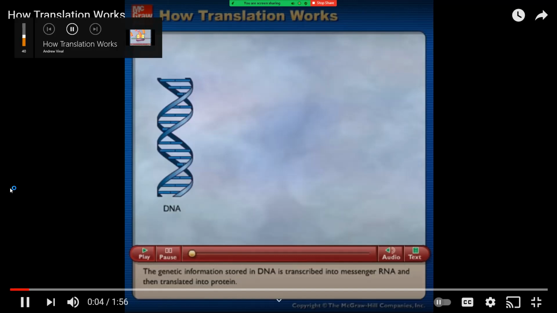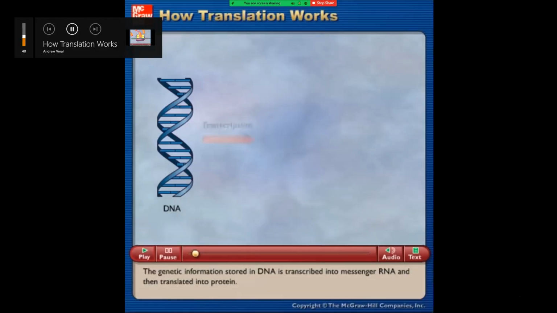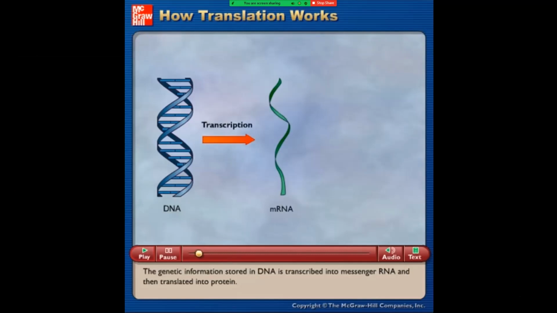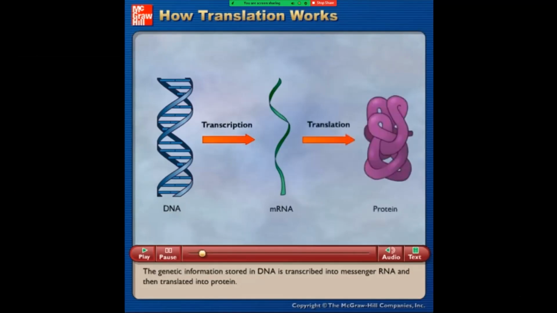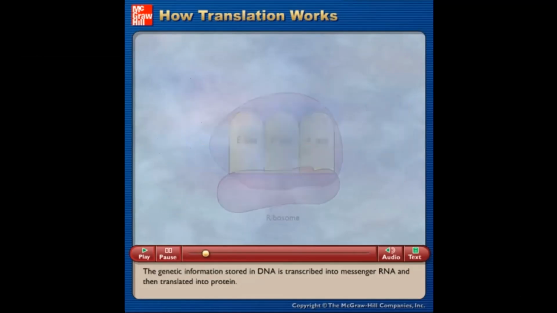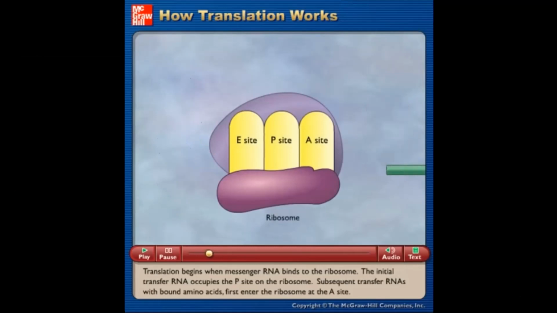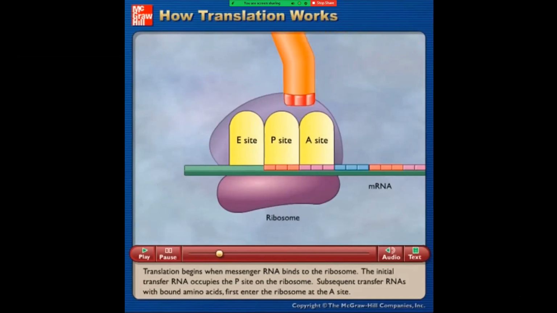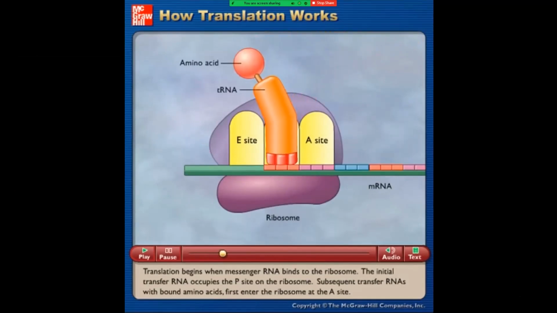The genetic information stored in DNA is transcribed into messenger RNA and then translated into protein. Translation begins when messenger RNA binds to the ribosome. The initial transfer RNA occupies the P site on the ribosome. Subsequent transfer RNAs with bound amino acids first enter the ribosome at the A site.